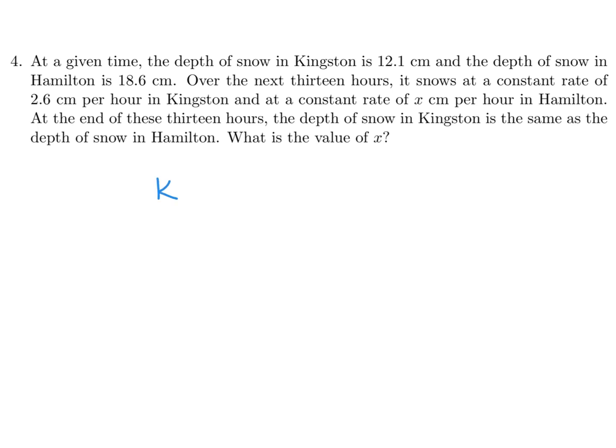Kingston, which is where Queen's University is, and Hamilton, where McMaster University is. I've been to both, and they're saying that 12.1 and 18.6 is the snow. Now, that is the depth, right? Now, they also give us a rate that's 2.6 per hour, and there's 13 hours of snow. And in Hamilton, they don't give us the rate. They just say it's x centimeters per hour, and then that's also going to be for 13 hours.